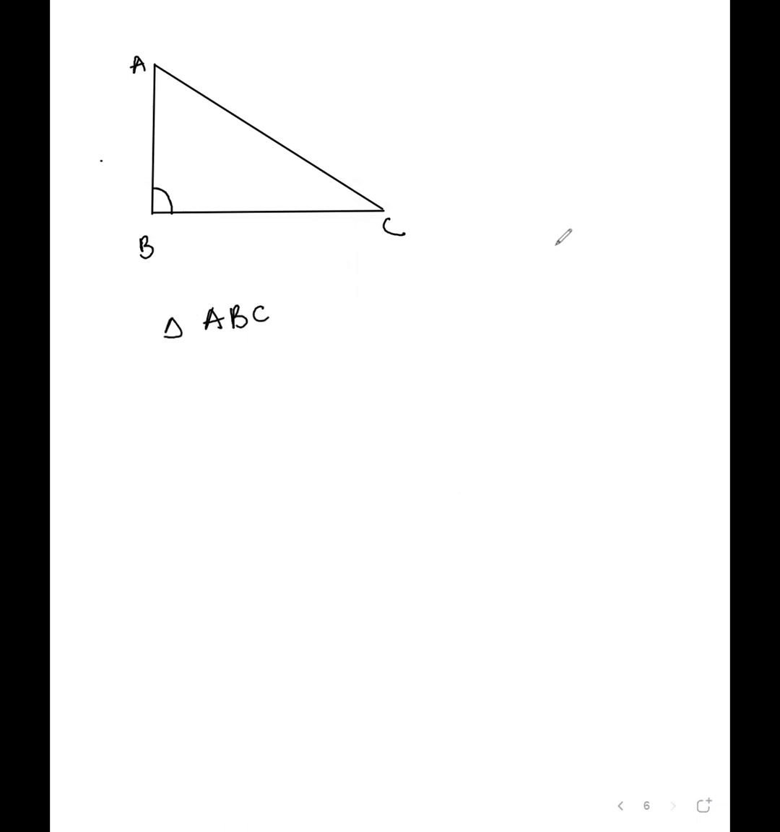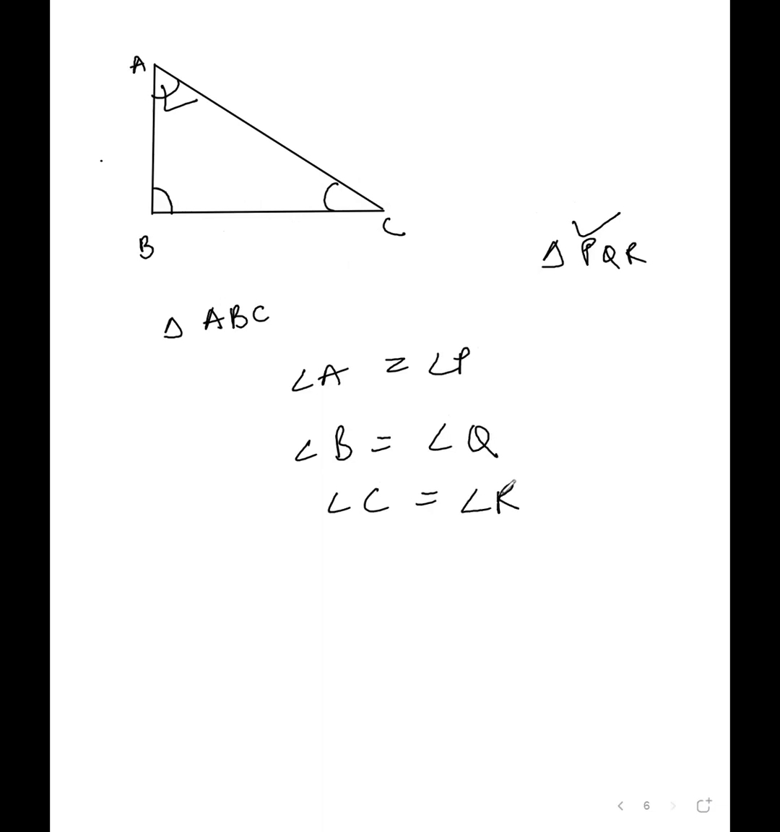And there's another triangle, which is called triangle PQR. And I will tell you that in both these triangles, angle A is equal to angle P. Angle B is equal to angle Q. Angle C is equal to angle R.